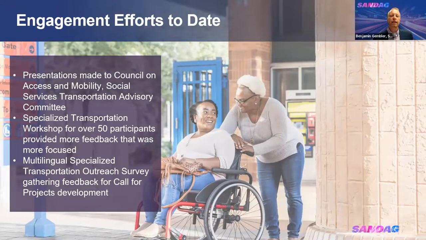Over the past couple months, Zach and I have been talking to stakeholders in the region about the programs and the call for projects, discussing the state of specialized transportation, and trying to get a better understanding of how both STGP and AFA can best address the needs, barriers, and challenges that exist. We met with several groups of stakeholders, including the Council on Access and Mobility, CAM, and the Sandag Social Services Transportation Advisory Committee, SSTAC. In addition, we held a specialized transportation workshop in February where we hosted over 40 attendees to take a deeper dive and get feedback from stakeholders to better inform both the Cycle 1 AFA and the Cycle 12 STGP calls for projects. Lastly, a specialized transportation outreach survey was developed and distributed, which resulted in additional community feedback.